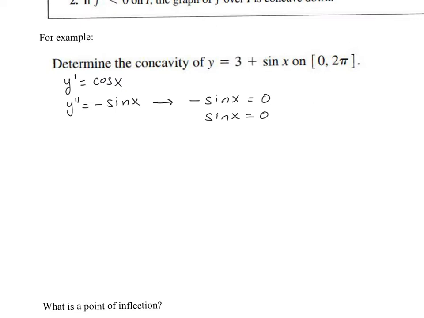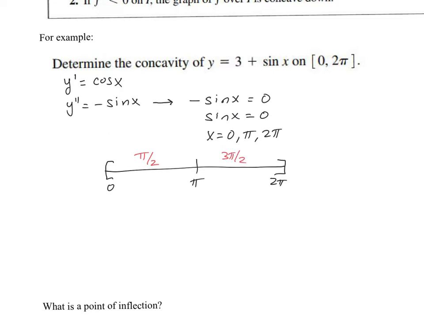Set the derivative equals 0 and solve. In this case, where is sine x equals 0? And that is where x is 0, pi, or 2 pi. Make your first derivative line test. I can see this is a closed interval. Pi is someplace in the middle. Go ahead and pick a point in this interval here, and also in this interval here, and plug it into the second derivative.